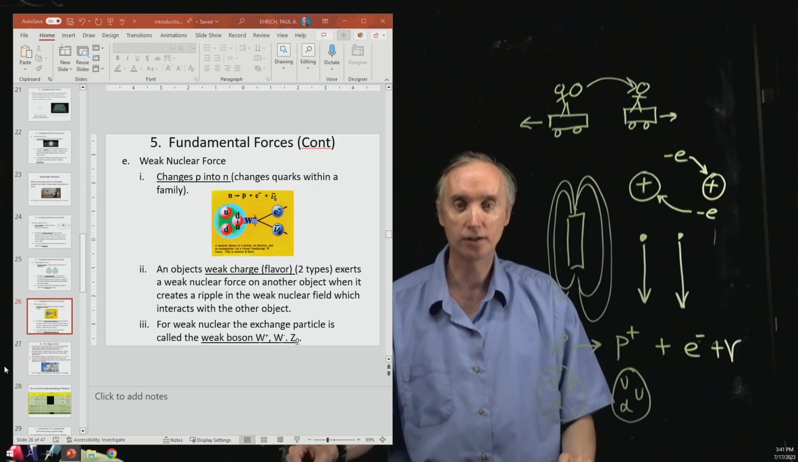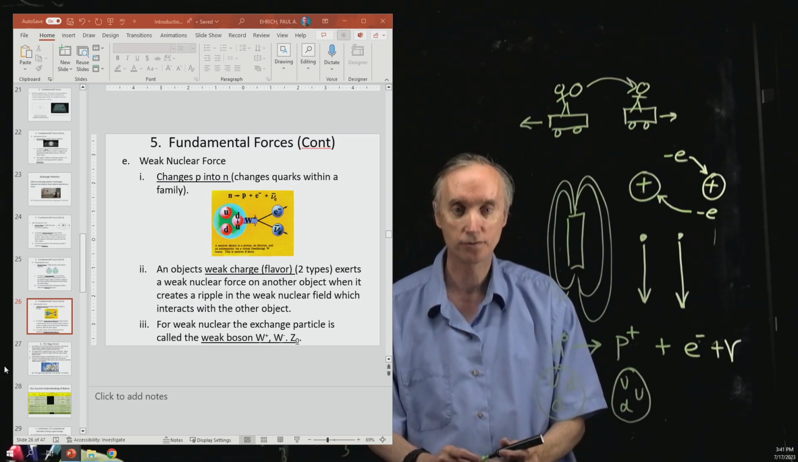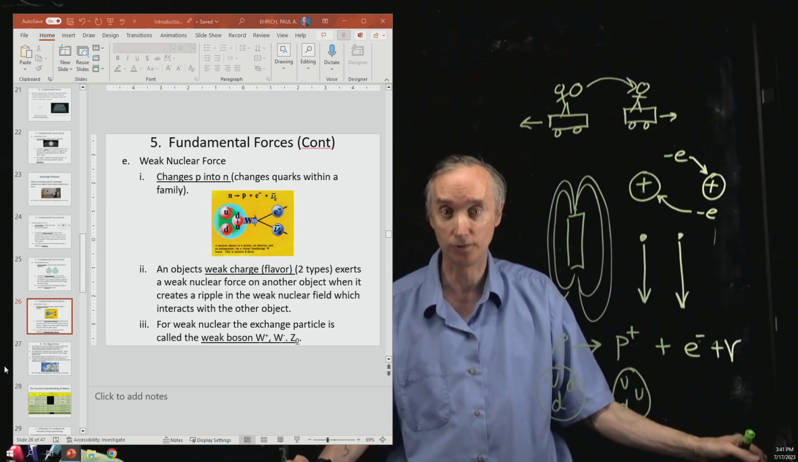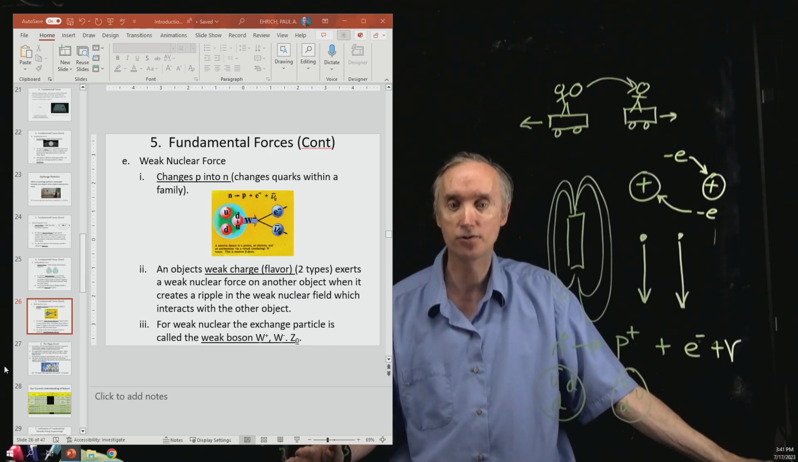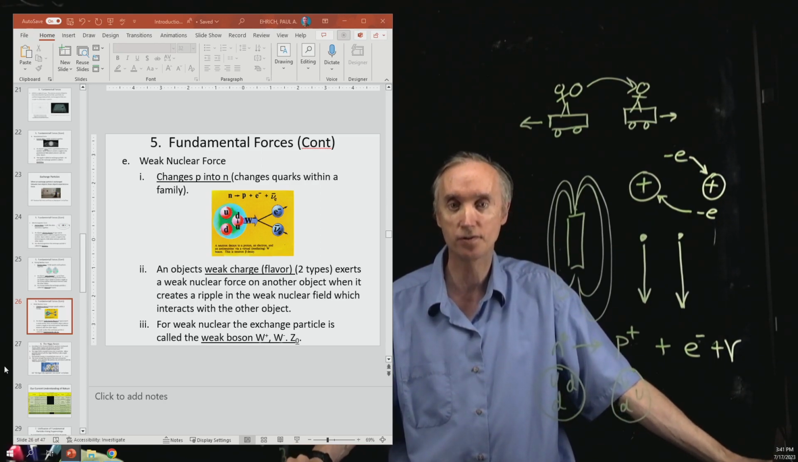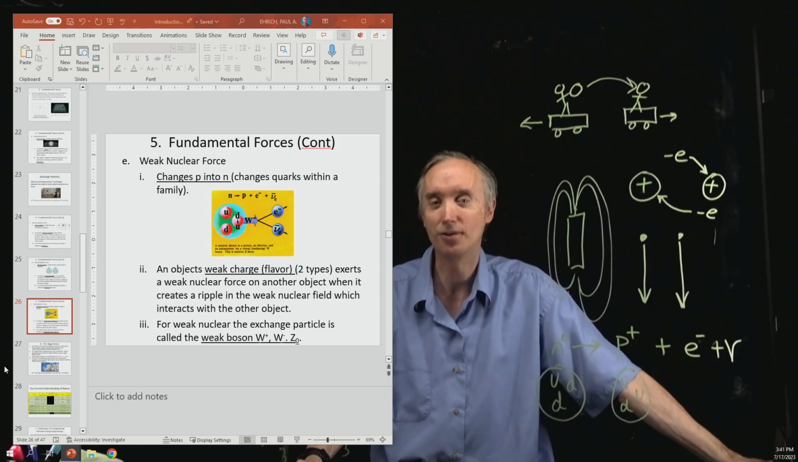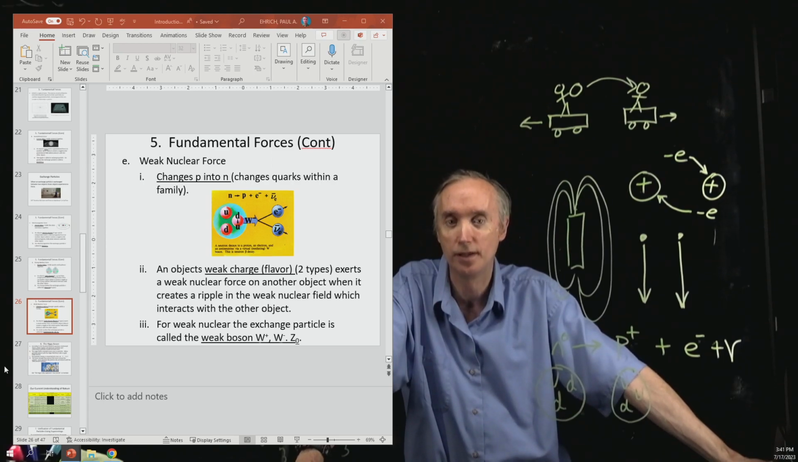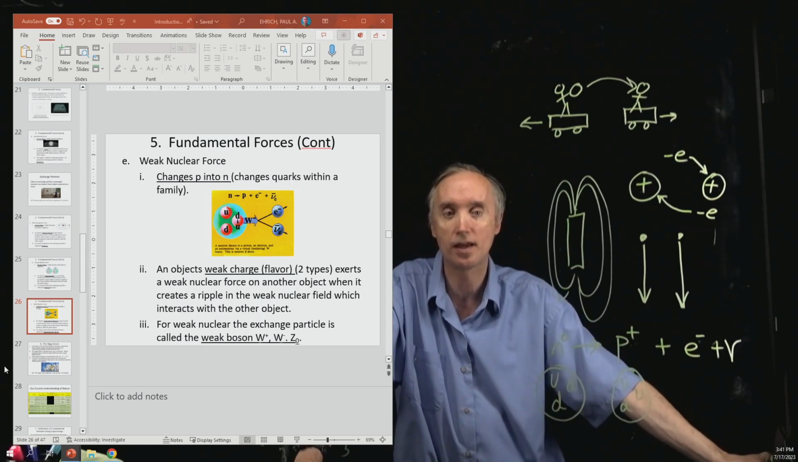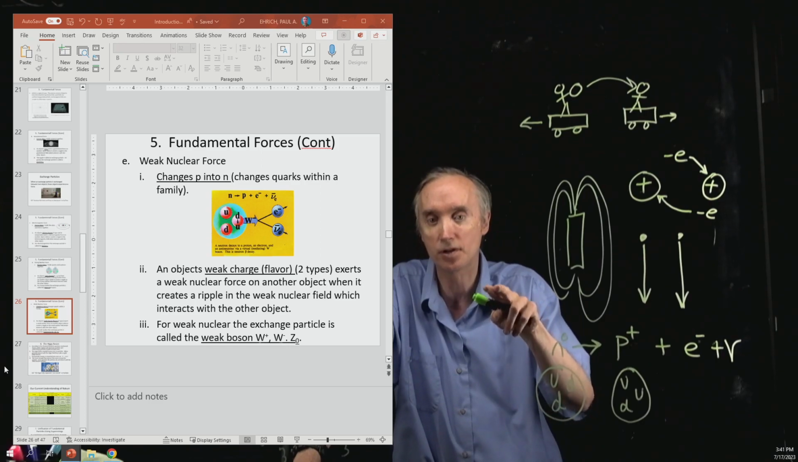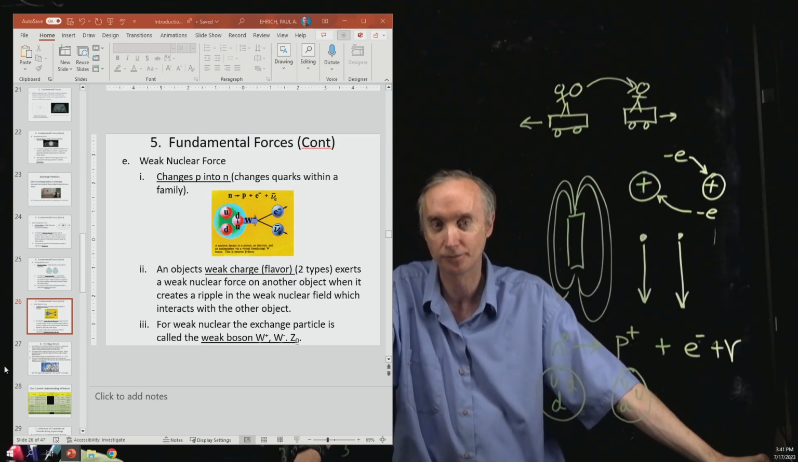An object has weak charge the same way that an object has electrical charge. Electrical charge causes the electrical force. The weak charge causes the weak nuclear force. Another name for this is flavor, and there are two types of it. This causes a ripple in the weak nuclear field, and that ripple is called a weak boson.